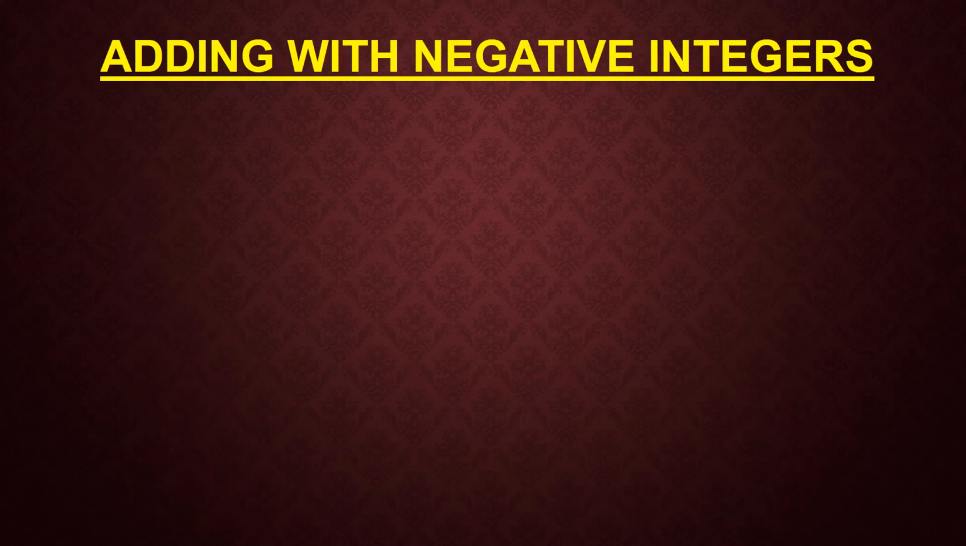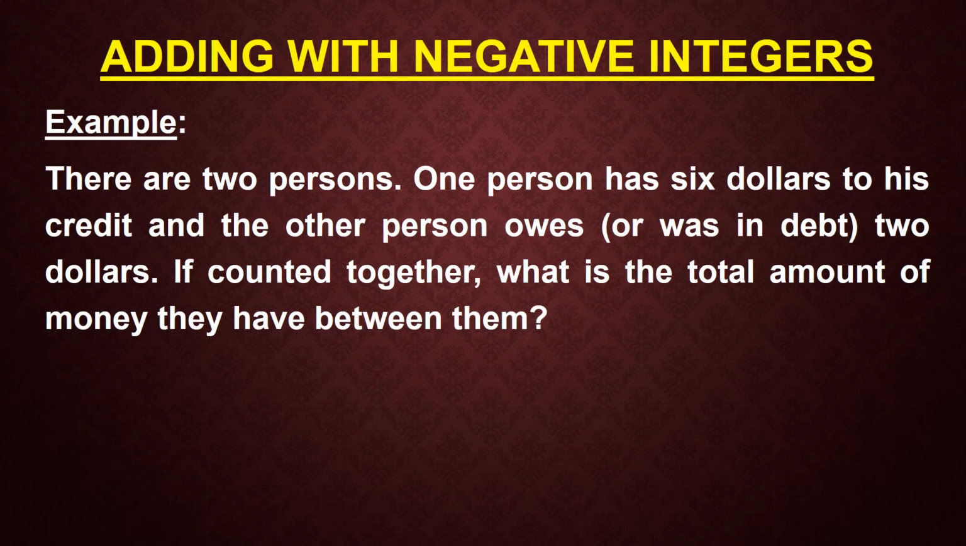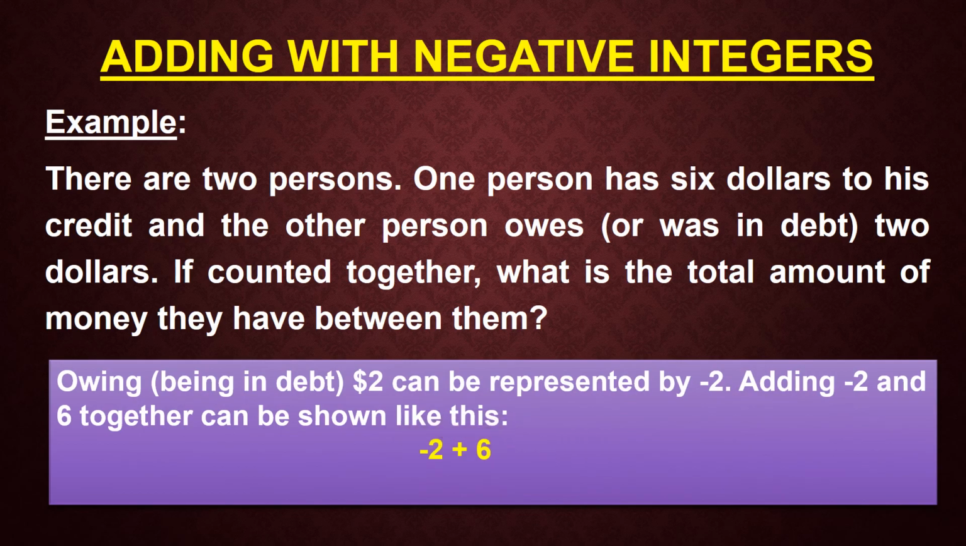Next topic is adding with negative integers. To understand adding with negative integers, we can take one example from our day-to-day life. There are two persons. One person has $6 to his credit and the other person owes $2. If counted together, what is the total amount of money they have between them? Owing $2 can be represented by -2. Adding -2 and 6 together can be shown as -2 plus 6.